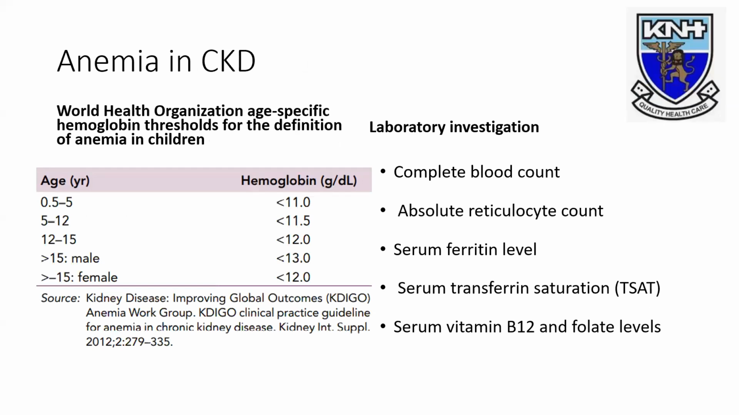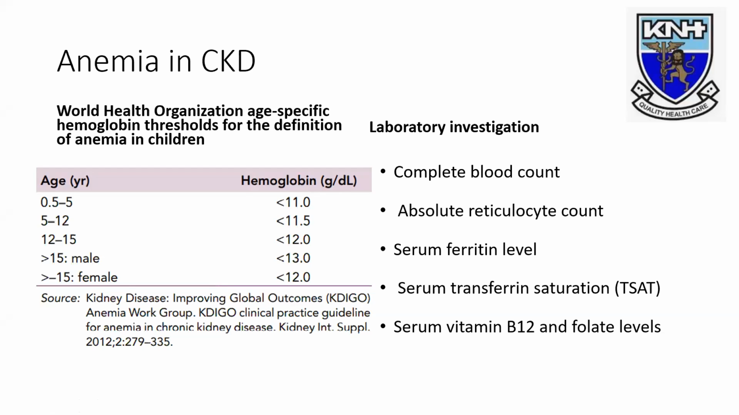So this is the WHO definition of anemia in children according to age. At least now, for the clinicians, you can remember this table. A child at 6 months to 5 years with hemoglobin less than 11 is considered anemic. The same between 5 and 12, 11.5 grams per deciliter. And children between 12 and 15 years, if hemoglobin is less than 12, is considered anemia. Above 15 in males, hemoglobin less than 13 is considered anemia. In females above 15 years, when hemoglobin is less than 12.